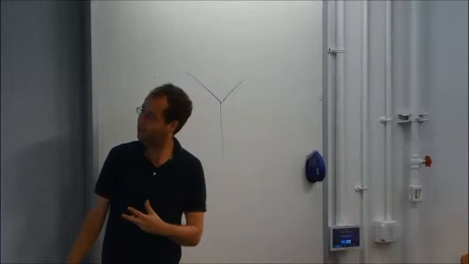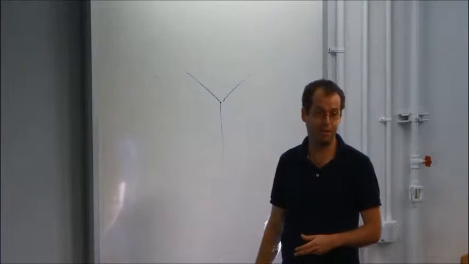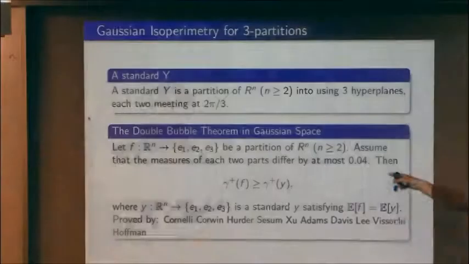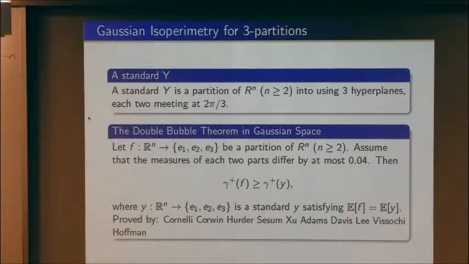They couldn't quite prove that the standard Y, which in other words you would call a plurality, minimizes the surface area, but it does minimize the surface area if the parts differ by at most 4%. Okay, so that's what they proved, that's all we know.